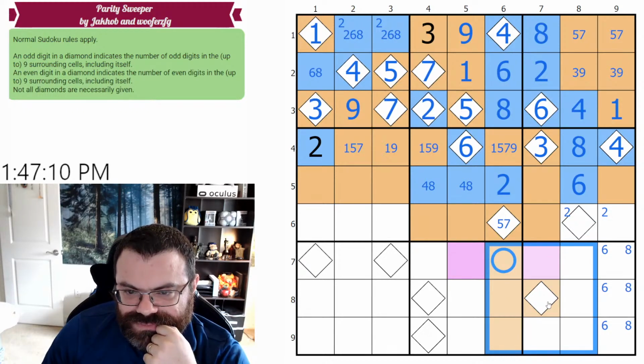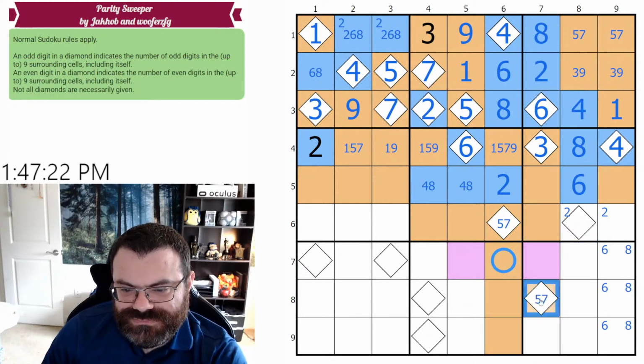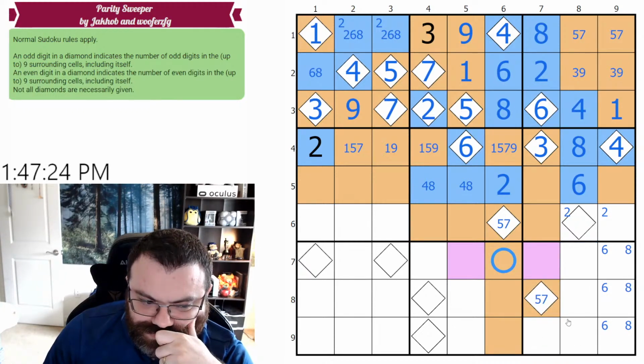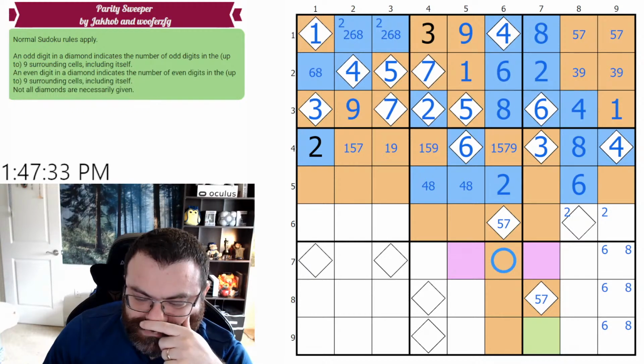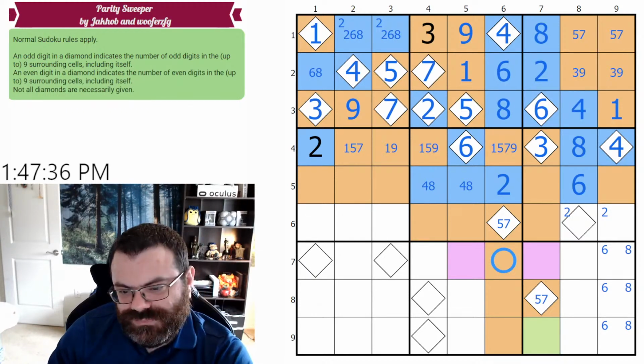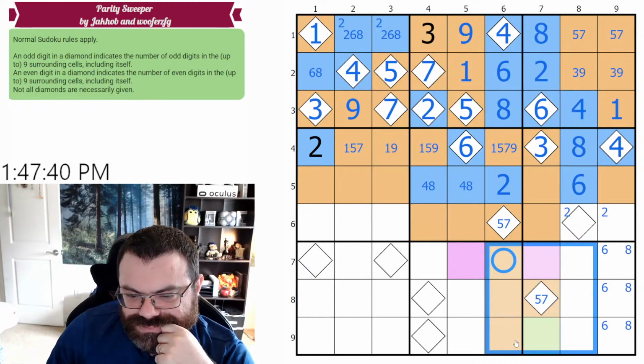This guy sees already 4 odds. Can't be a 9, because a 9 would force 4 evens here, so it's 5 or 7. This is whatever purple isn't. 7 makes sense then. Yeah, we'd have 1 more even here.